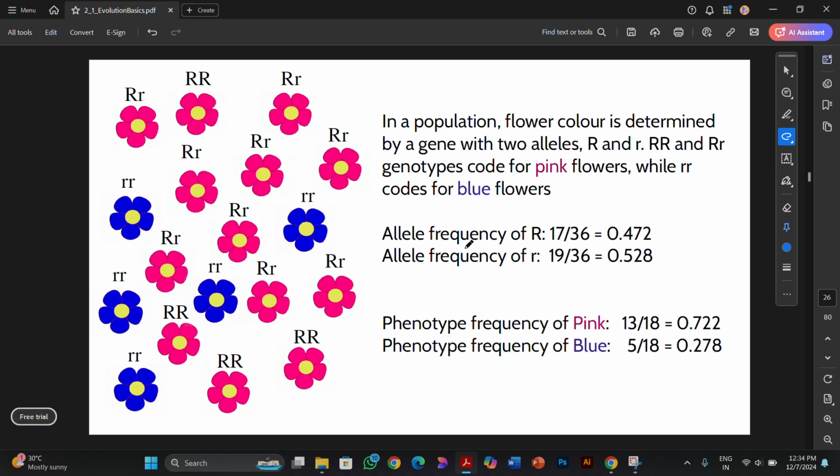Now let's take another example. There is a flower population. We are calculating the allele frequency of both alleles and the phenotype frequency of both phenotypes. You can do this by pausing the video, so try to do this.